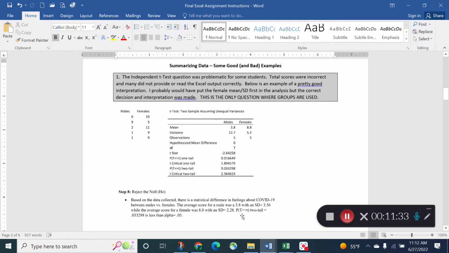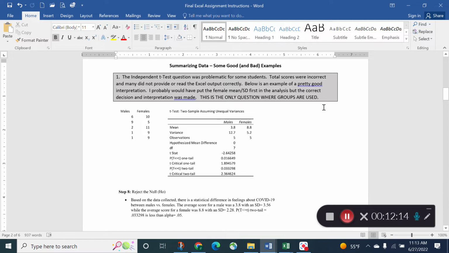Notice here that they did actually put the standard deviation in here. And if you think back to our standard deviation formula, all you have to do to find standard deviation is look at the variance score and take the square root. So if you get a calculator out and put 12.7 in your calculator, take the square root of it, that would have been the 3.56, and then the square root of 5.2 should have given you the standard deviation of 2.28.